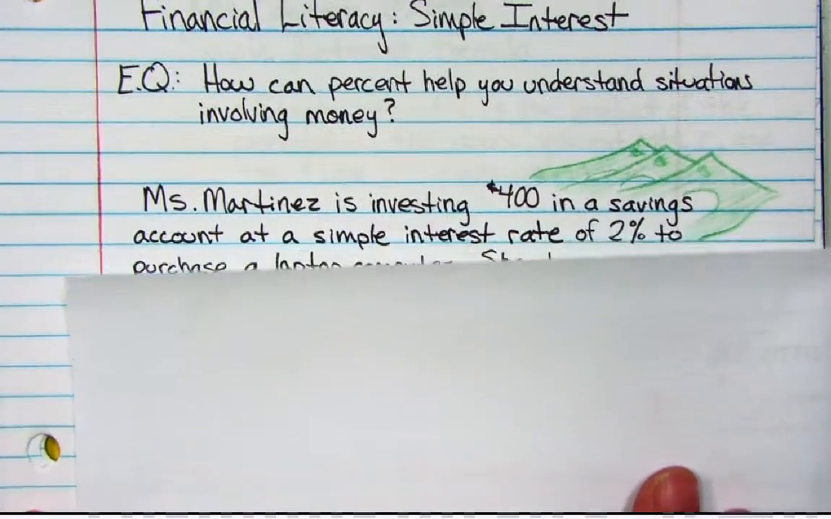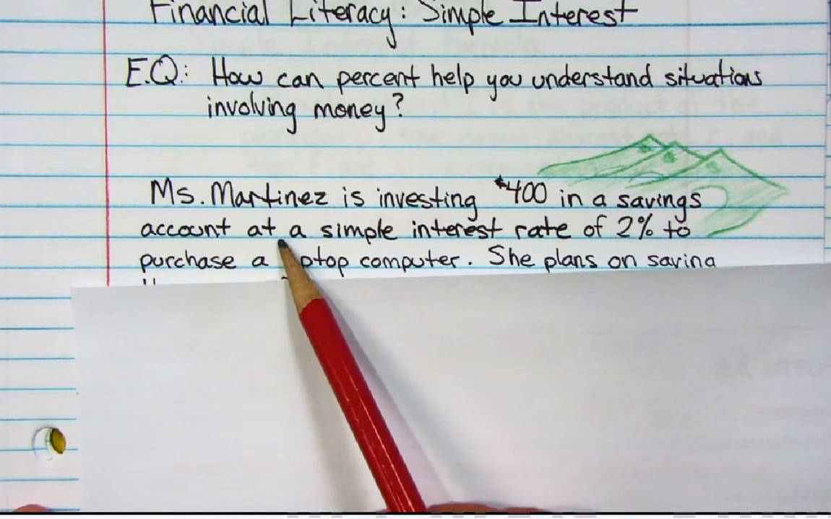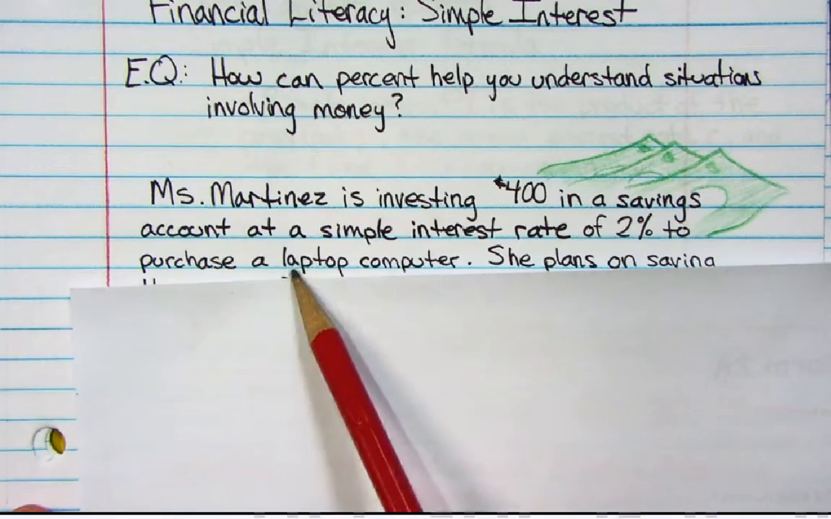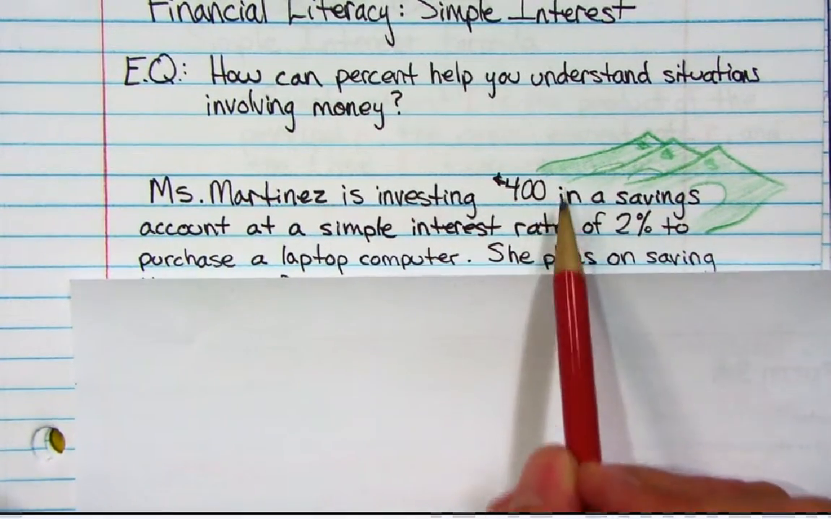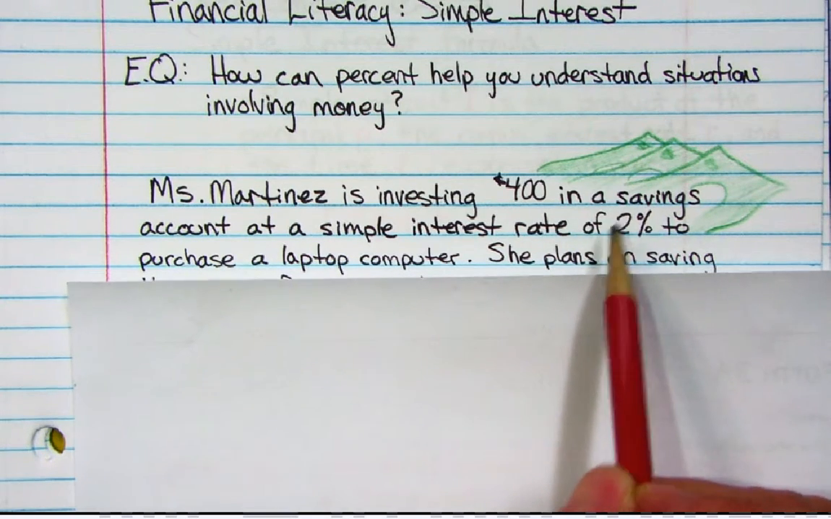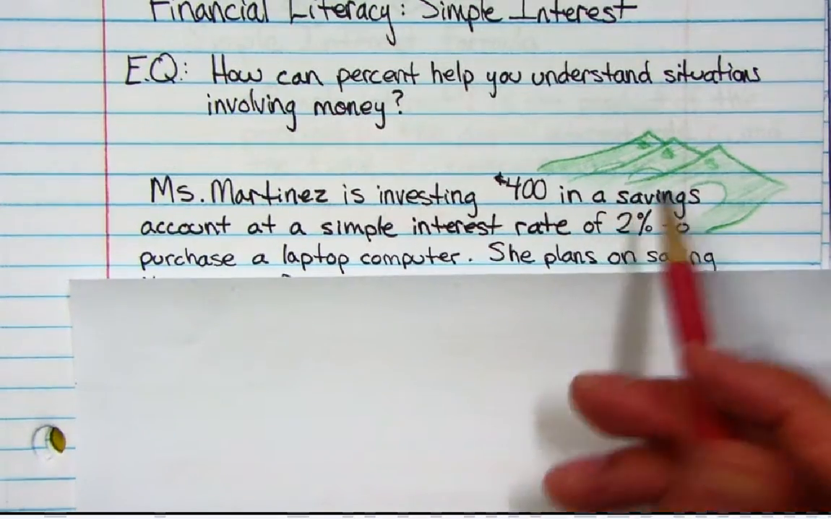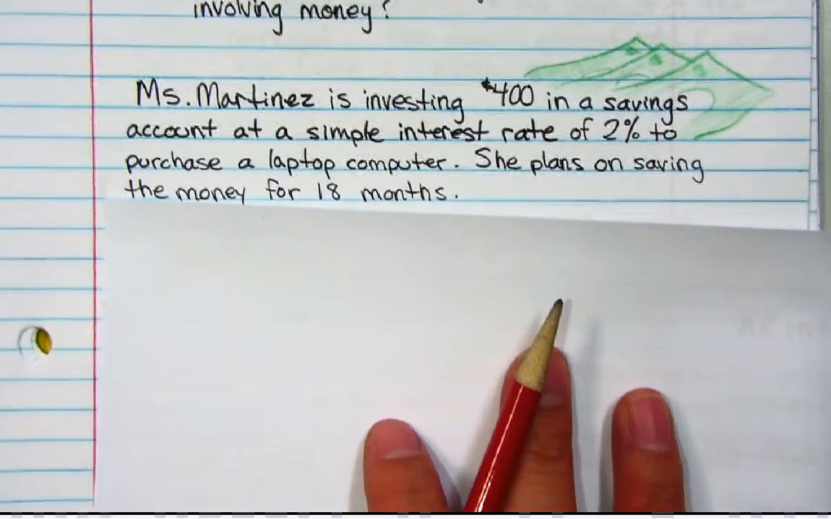I'll start with an example. Miss Martinez is investing $400 into a savings account at a simple interest rate of 2% to purchase a laptop computer. She is trying to put away money, and as she puts it away, it's going to earn. They're going to pay her to leave the money in the bank, and she's trying to save some money to buy a computer later. She plans to save for 18 months. So she'll buy it later on.